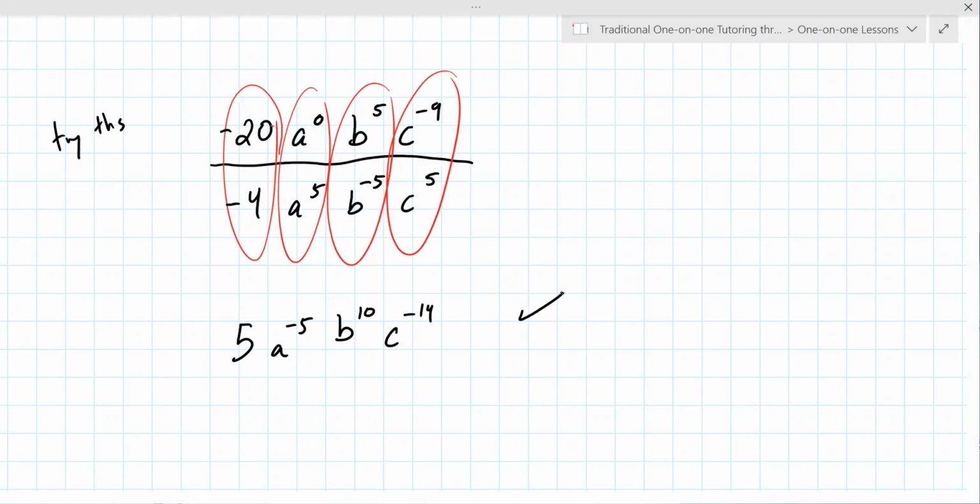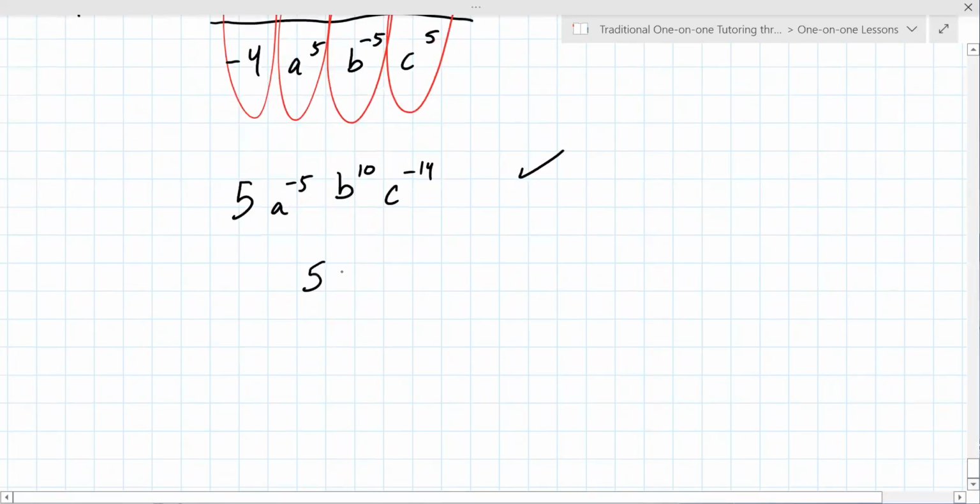How would you rewrite this with only positive exponents? You would put the ones with negative exponents on the bottom. Yeah, so 5 b to the 10th, a to the 5th, c to the 14th. Yeah. Okay, so let's talk about the last property here.